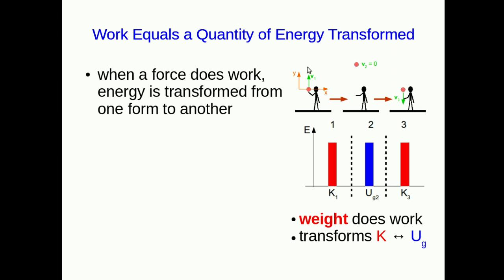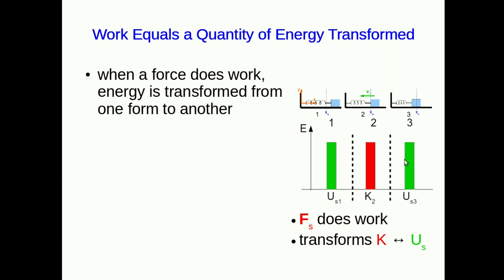And notice that it's both ways. As the ball goes up, the only force doing work is the weight, and it's resulting in kinetic energy being transformed into gravitational potential energy. And as the ball goes back down, again, the only force doing work is the weight, and it's resulting in the energy being transformed from gravitational potential energy back into kinetic energy. Similarly, when a mass is oscillating back and forth on a spring, in this case where there's no friction, the only force doing work is the spring force, and it's resulting in transformations of energy back and forth between spring energy and kinetic energy.